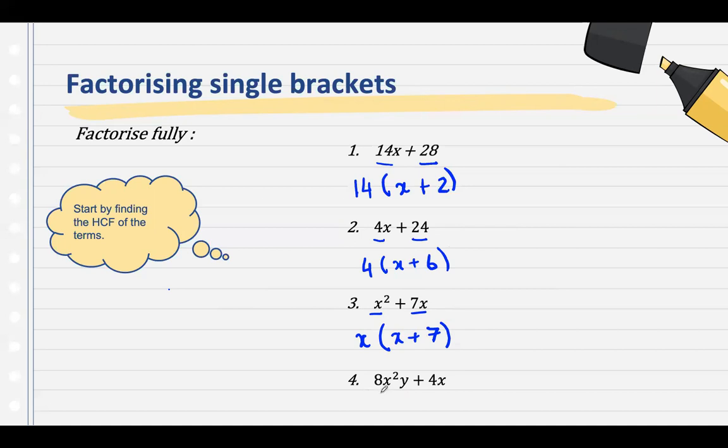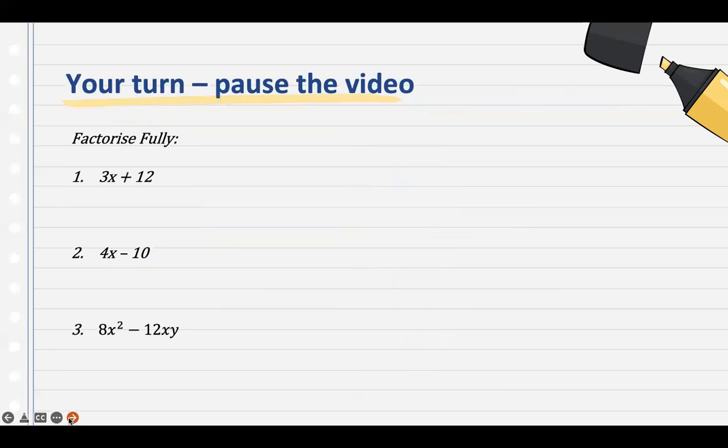The last one, what is common between both of these? Well, there's a 4 in common, highest common factor, and an x as well. So it's just going to be xy and 1 here. So you can expand it and see if you'll make that expanded term again. So use your skills of expanding as well. All right, so pause the video and have a go at factorizing these.